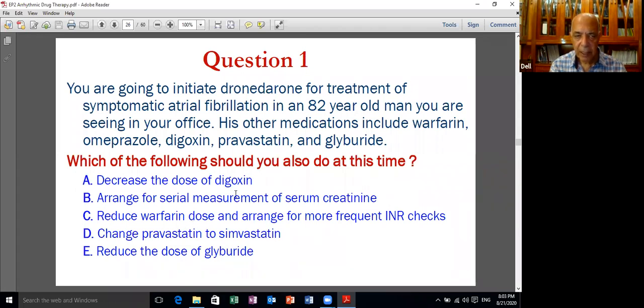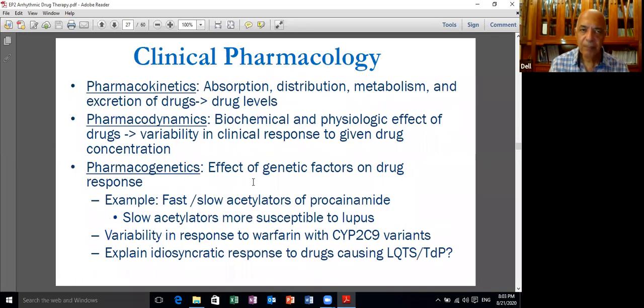What happens here is that dronedarone increases the level of digoxin because digoxin is excreted by P-glycoprotein, which I will explain soon. And dronedarone is a strong inhibitor of P-glycoprotein and therefore elevates the serum level of digoxin. So it should not be used with it.